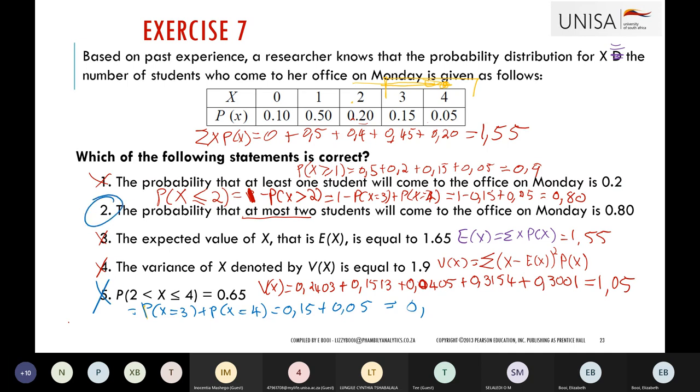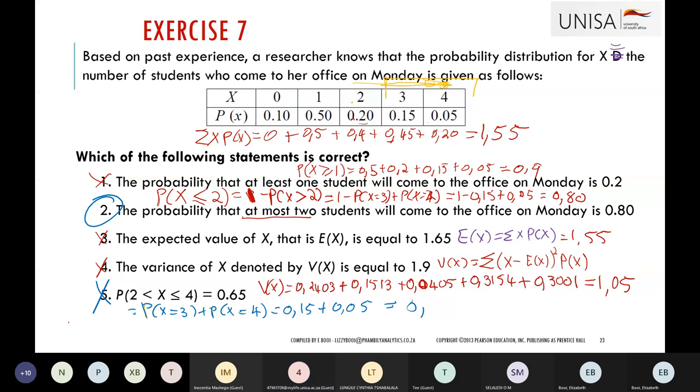And the correct answer is number 2. In the exam, you don't have to go through all the statements. As soon as you get the answer as 2, just tick 2 and carry on. So here is for practice purposes, so that you get used to how we solve the probability distribution questions.